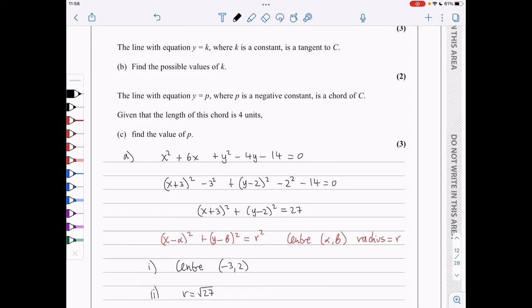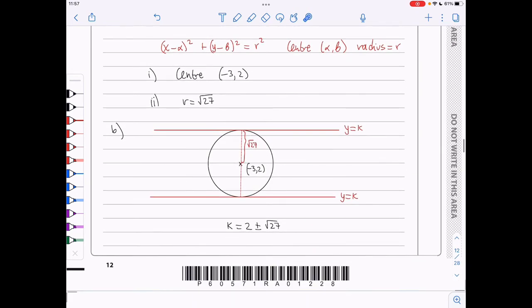Part C, the line with equation y is p, where p is a negative constant, is a chord. It's a chord of length 4 units, and we need to find the value of p. So again, looking at this sketch here, we've got the line y equals p. There it is. We are being told that this has a length of 4. And we need to find the value of p.